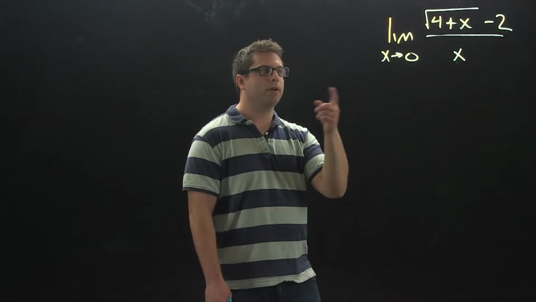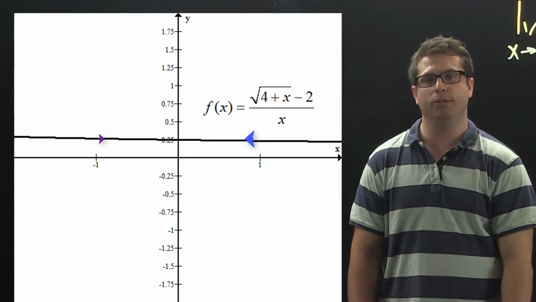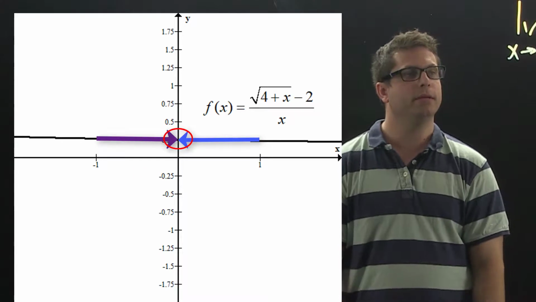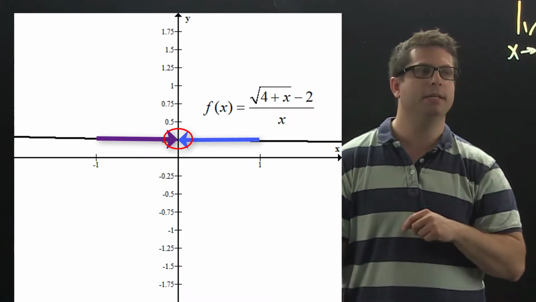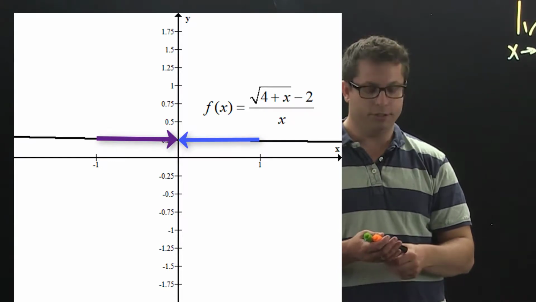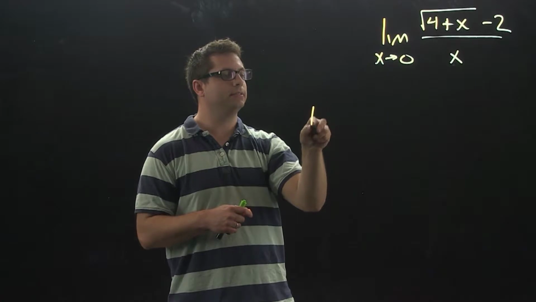Just to take a look at the graph over here, you can see that when x approaches 0 from both sides, it does approach a y value, though we have an open dot there. It doesn't matter because we are doing a limit. So let's go ahead and multiply top and bottom by the conjugate. So I'm going to rewrite this.